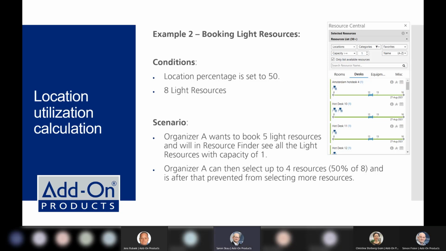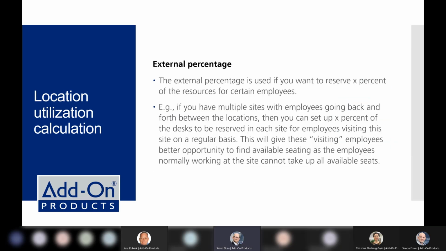So that's for the location percentage. Let me try and explain a little bit about the external percentage. That is used if you want to reserve a certain percentage of your resources for certain employees. When we say external, that could be the ones from building A going into building B, or it could be the one from the 5th floor going to the 6th floor. That could also be considered external. It depends all on how you set it up, as long as you have your location tree in Resource Central.